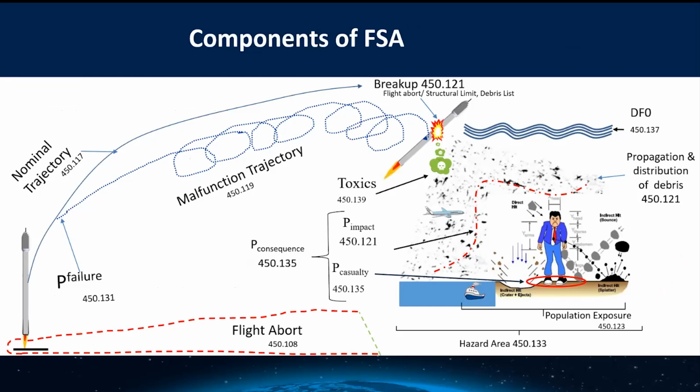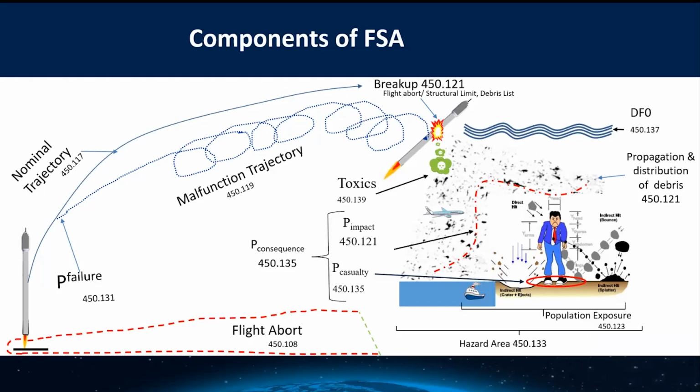Now this slide depicts flight safety analysis components for which there is a requirement for methodology descriptions, and for which the standard under 450.115(c) applies. Starting from the moment of liftoff, 450.117 methodology describes how normal trajectory analysis is employed to derive the nominal, uncertainty, and variability trajectories that bound the limits of normal flight.